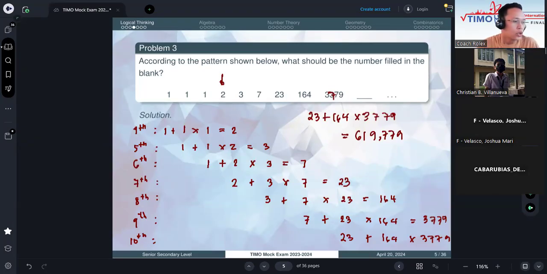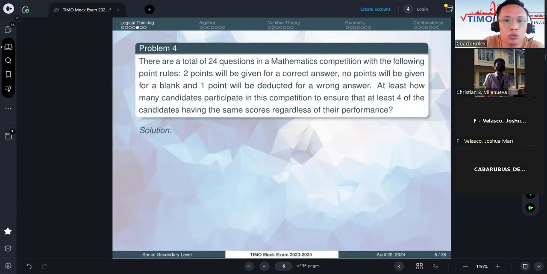Okay. So we need to have problem number 4. Okay, there are a total of 24 questions in the mathematics competition with the following point rules. 2 points will be given for a correct answer, no points will be given for a blank answer, and 1 point will be deducted for a wrong answer. At least how many candidates participate in this competition to ensure that at least 4 of the candidates have the same scores regardless of their performance.